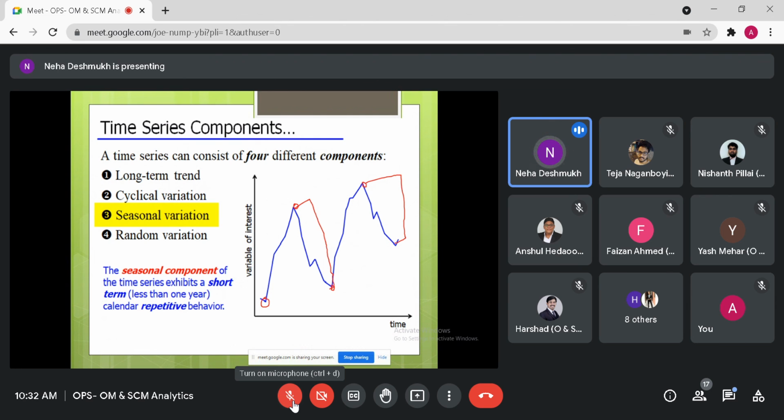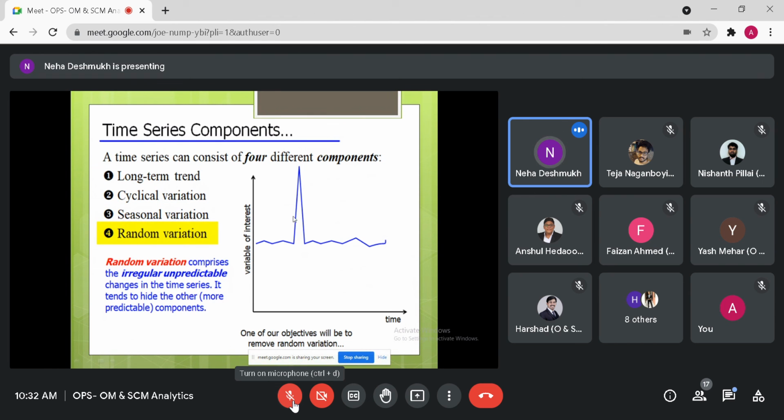This is the seasonal component of the time series, which exhibits a short term, less than 1 year, calendar repetitive behavior, right? And this is the random. There is no fixed pattern. Irregular, unpredictable changes in the time series tend to hide the other components. This is the random variation. Is this clear, class? Yes, yes.